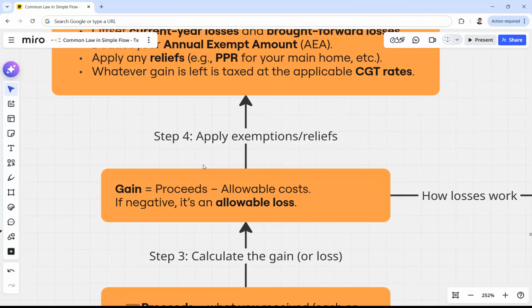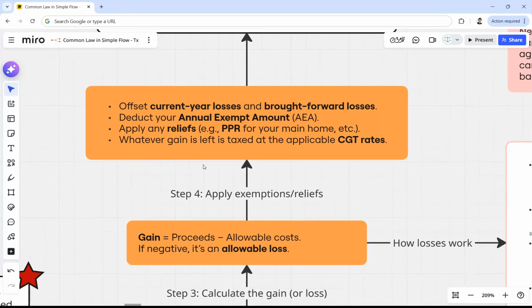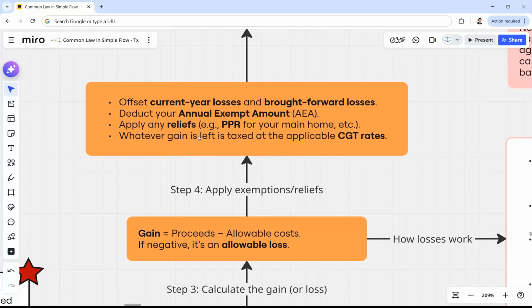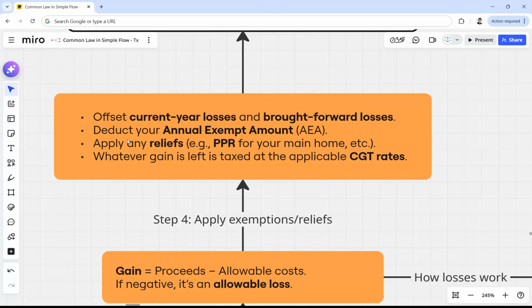And step 4, apply exemptions and reliefs. So what was the previous step? Calculate gain or loss. So you take your proceeds, what you have gained, and you take out all the costs: the purchase price, the losses of previous years, and any allowable costs that you had. And now it's time for exemptions and reliefs.